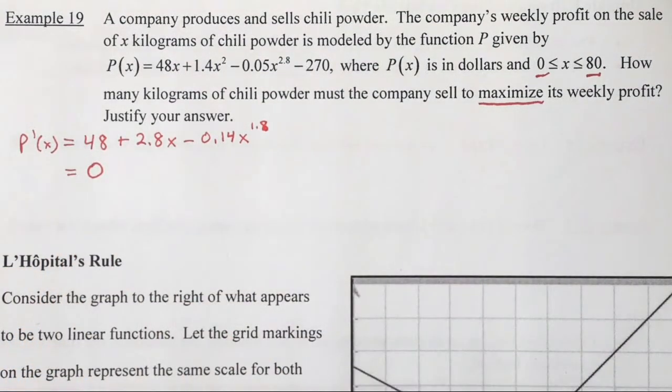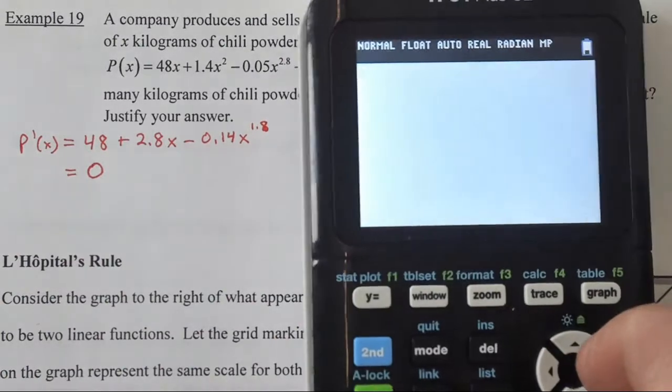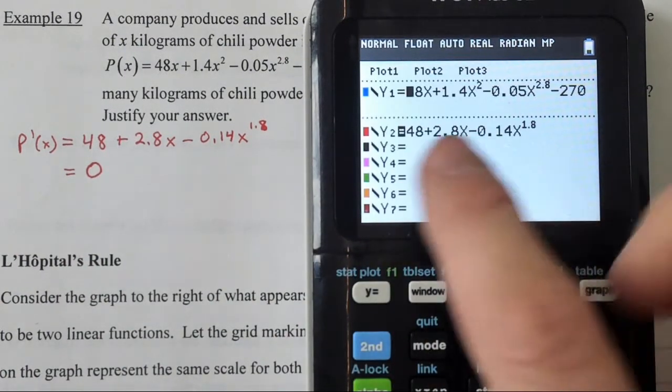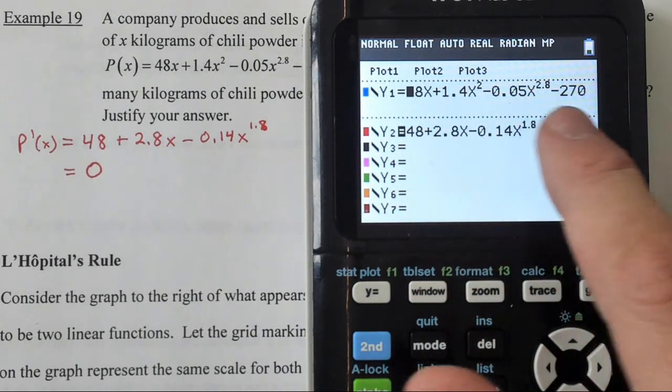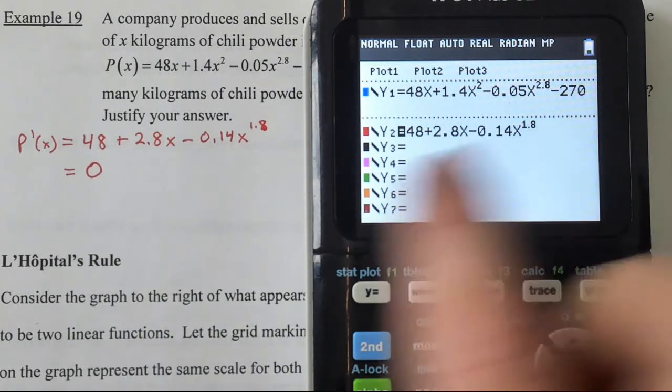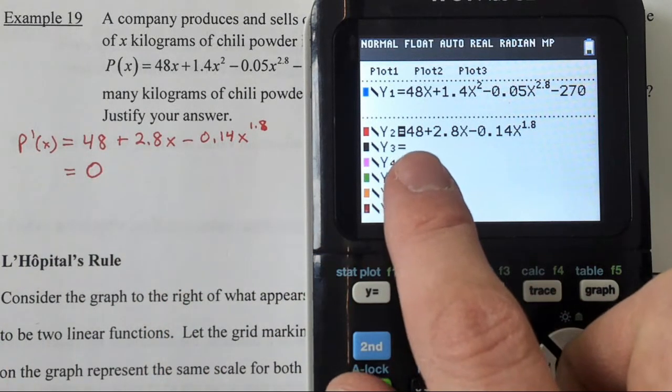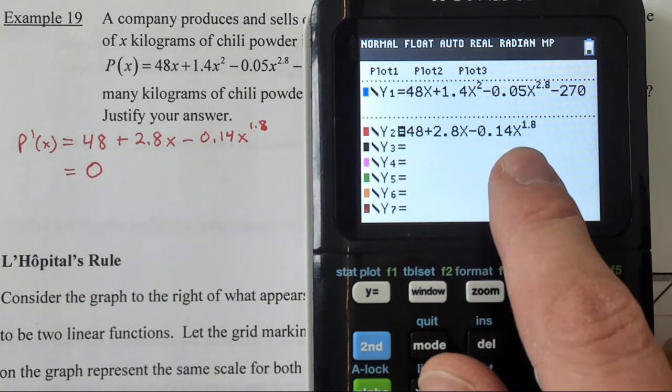Now that is a problem that we're going to let the calculator figure out. So let's go to the calculator. Bring that onto the screen. All right, and we'll go to y equals. You can see I've actually already got the formula in for y1. We're not going to use it at the moment because we want to use the derivative and figure out when the derivative is equal to 0. So I've got the derivative right there in y2.